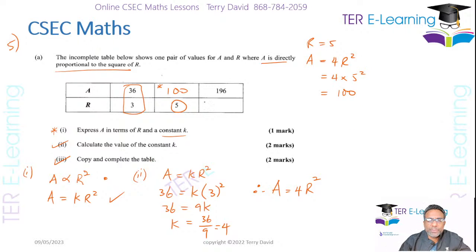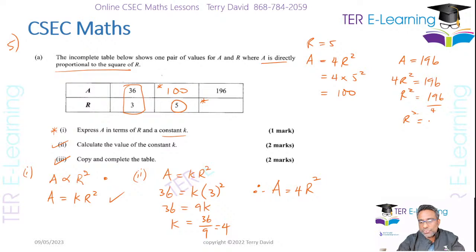And what do we need here again? We need to figure this out here. In this case, A is equal to 196, so you want to figure out what R is. You know what K is already. We can write 4R squared is equal to 196. So R squared is 196 over 4, which is equal to 49. So R is the square root of 49, so R is equal to 7. So 7 is going to come here.